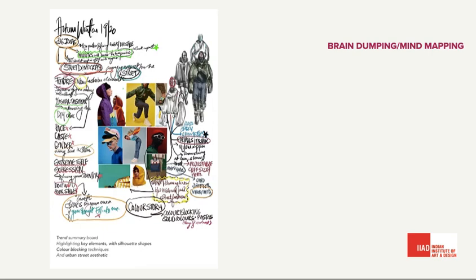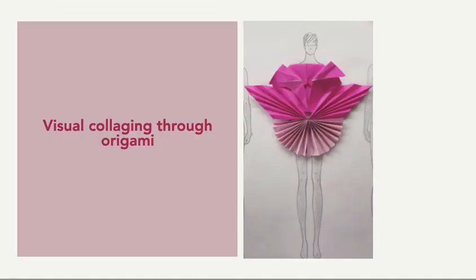Here's another example of a student's work where she has considered all elements that she needs to keep in mind during her design process. Here she has also combined visuals along with words. So if this is the method that works for you, go for it. You can also ideate visually through collaging using some techniques like origami or paper folding. Do not stress, you can always use a newspaper or any paper that's available to you.